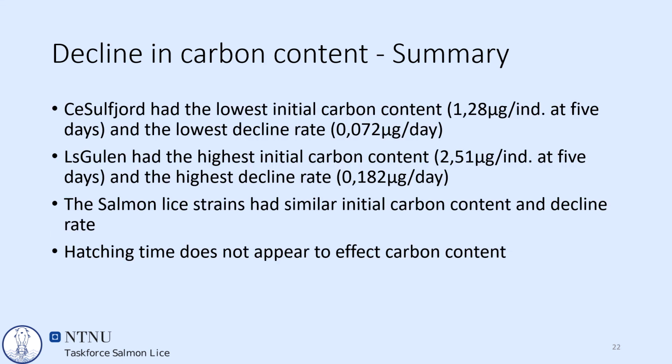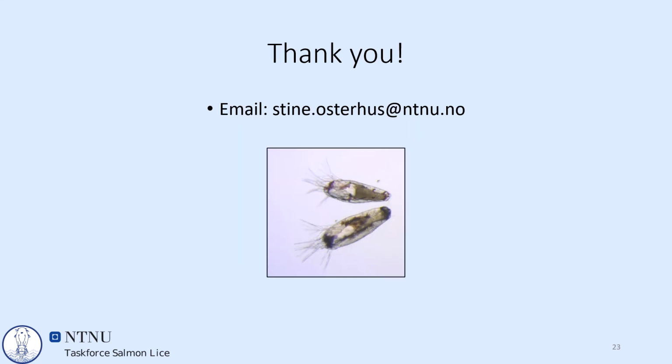So over to the summary. Caligus elongatus had the lowest initial carbon content and the lowest decline rate, while LS gulen had the highest initial carbon content but also the steepest decline rate. But all the salmon lice strains were quite similar in both carbon content and decline. And the hatching time does not appear to affect the carbon content. And here you see a Lepeophtheirus salmonis nauplius on the bottom and a Caligus elongatus nauplius at the top, just to see. It's quite a difference.